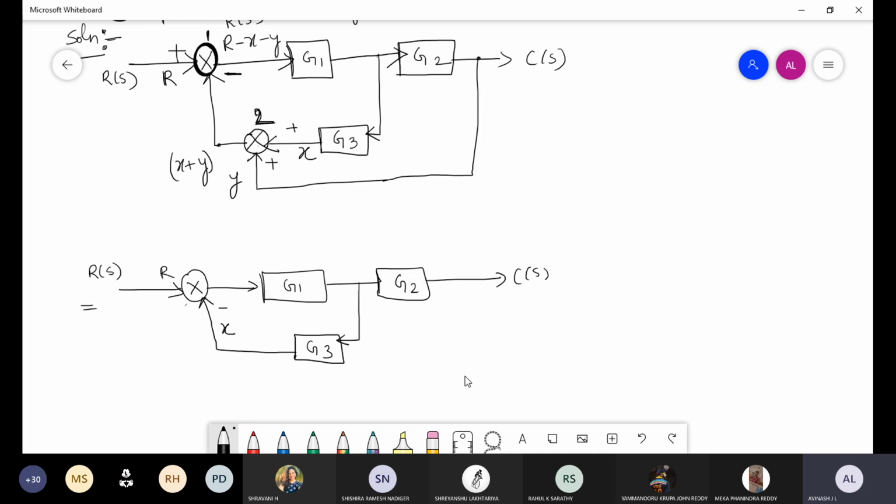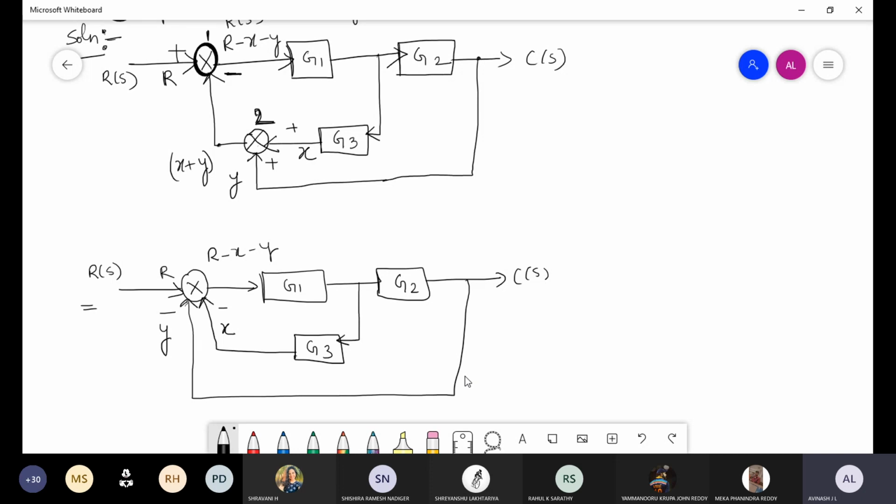Next, I'll take this particular thing, with respect to minus Y, because the last feedback we have taken is Y only, with a minus sign. So it is minus Y. So if I carry the output of this, we will get R minus X minus Y only. Is there any alteration in the value? No. Only modification, combining the summing points. Is it clear to you? Okay. Yes, sir.